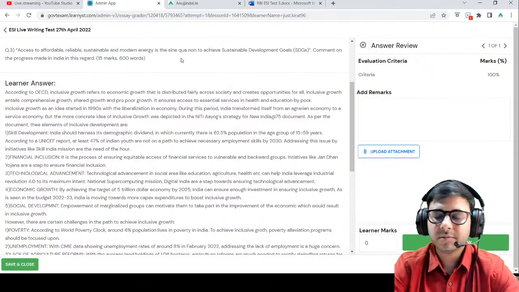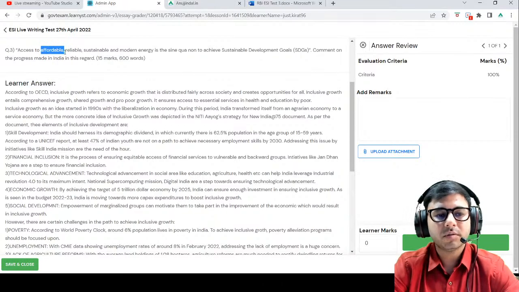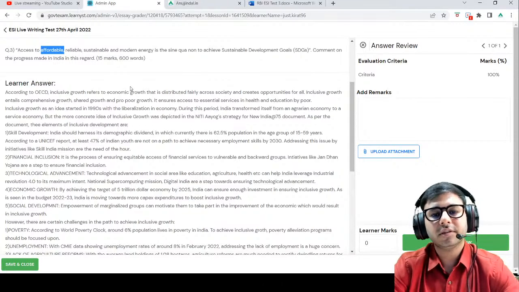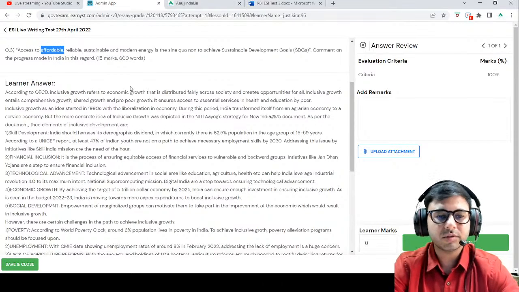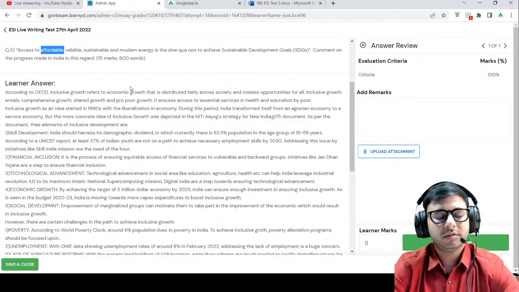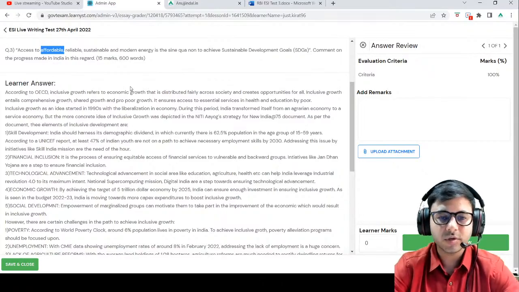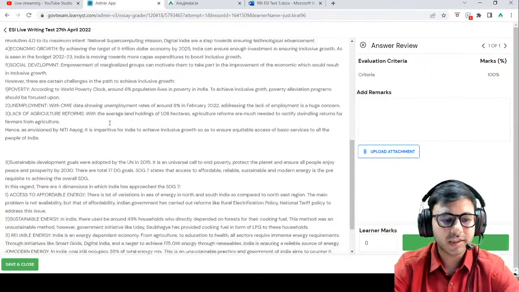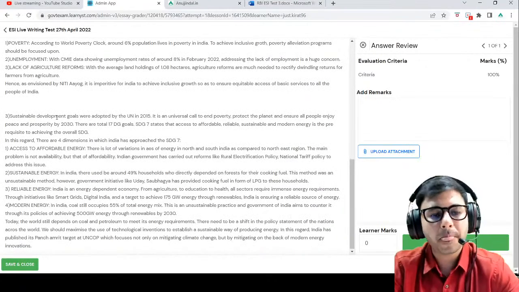So you define sustainable development goals, that is the keyword here, and you then talk about how India has focused upon providing access to affordable, reliable and sustainable and modern energy. So this is more focused on the energy sector in sustainable development goals. SDGs is not only about energy, it is about a lot of other things as well, but energy is one of the aspects. Let's see what the student has written.